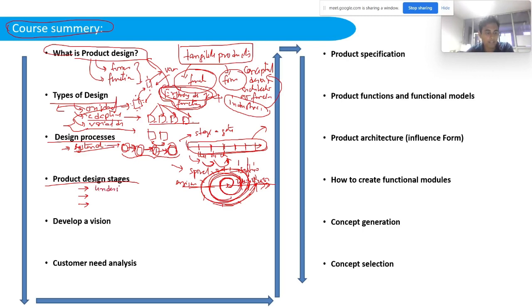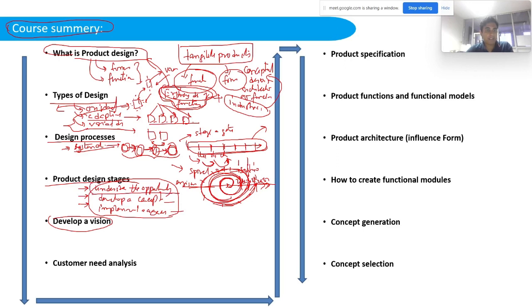One is understand the opportunity, then develop a concept, then implement the concept. So there are many sub-activities for each of these stages. The very first activity for this particular stage, understand the opportunity.